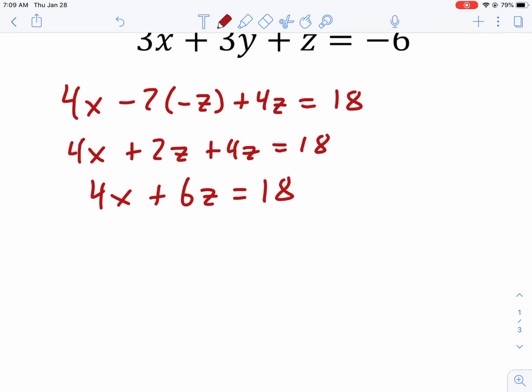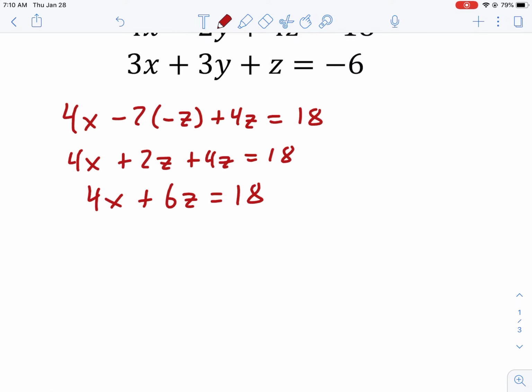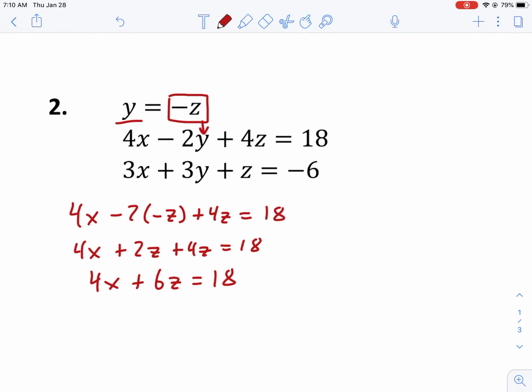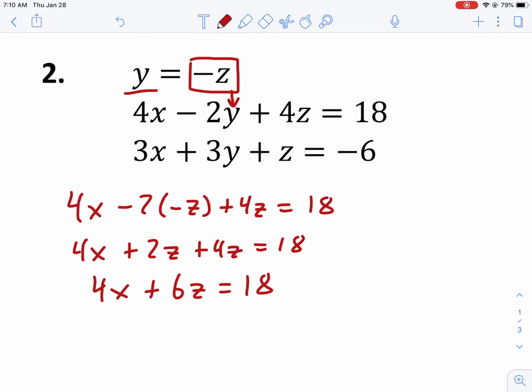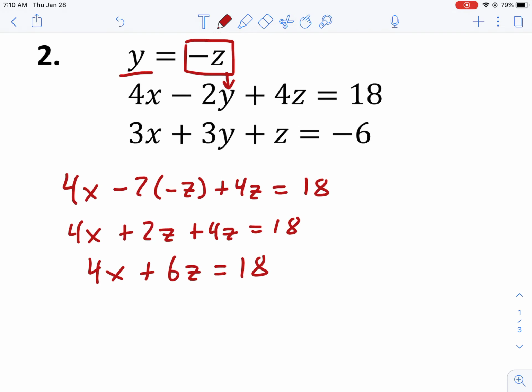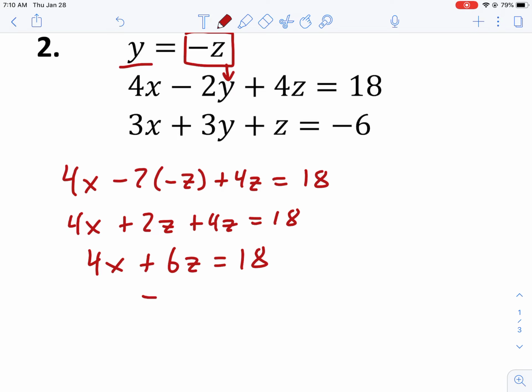Now we have to decide here, do we want to get x by itself or do we want to get z by itself? Because we got to get one of these two by itself so we can substitute it in for the other. And actually, since we already have y in terms of z, we pretty much have to get x in terms of z. So let's solve for x, all right?